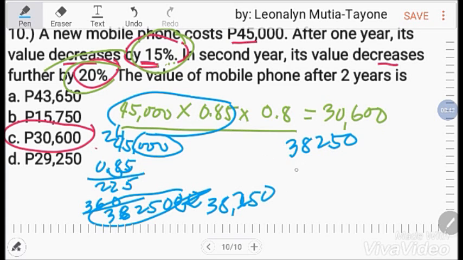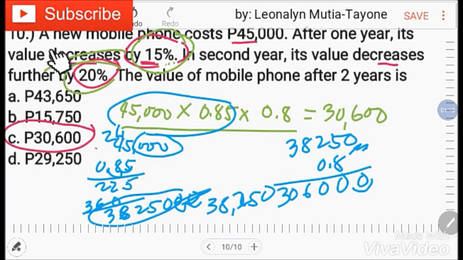Itong si 38,250, yan na naman ang i-multiply natin kay 0.8. Si 0.8, lagay natin ng maayos, itong 0 naman mamaya na, si 0.8 muna. So, this is 0, 0603, at ilagay natin ng 0. Ito namang si 0.8, isa lang din na decimal dito, mag-move tayo, and the answer is 30,600.